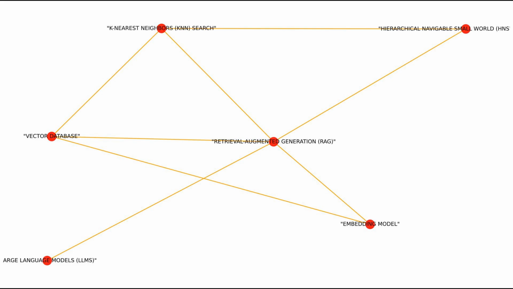However, if the library is really, really big, it would take a long time to check every book. So the librarian uses a smart shortcut called the Hierarchical Navigable Small World algorithm. This algorithm helps the librarian find good enough answers quickly, even if they aren't perfect matches. In summary, RAG systems enhance large language models (LLMs) by using vector databases and the HNSW algorithm to quickly retrieve relevant information, making it easier for the AI to give you the answers you need.